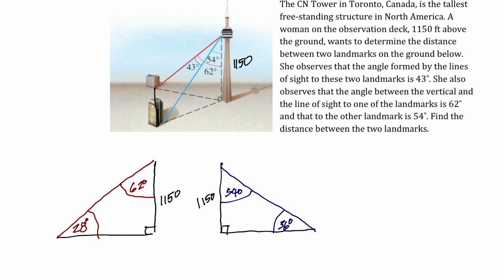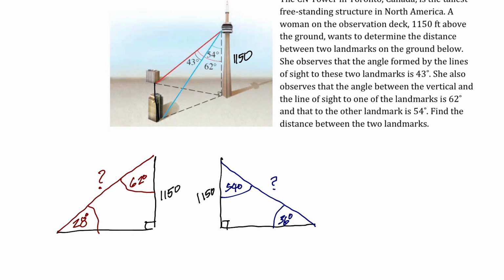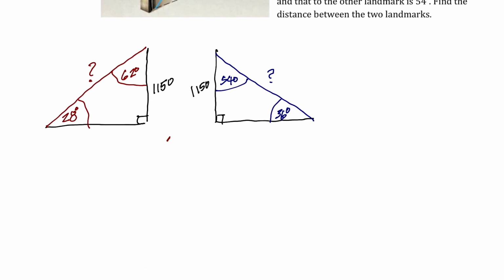So got a couple of things that we need in order to find this blue side and this red side. Because once we do that, we can have the red side, which is here. This is like the front of the picture. And then this is the distance between the two landmarks. This is the ultimate question mark right here. So we'll put a big fat one there.